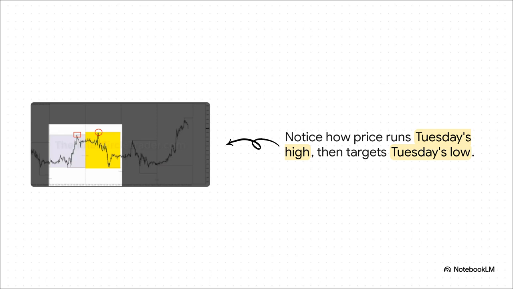I mean, look at this example. On Wednesday, price rallies just above Tuesday's high, clearly taking out all that buy-side liquidity. Then it immediately reverses and sells off hard. And where does it go? Not to some random level. It aims directly for Tuesday's low to go and take out the sell-side liquidity there. This is the game, right here, in plain sight.